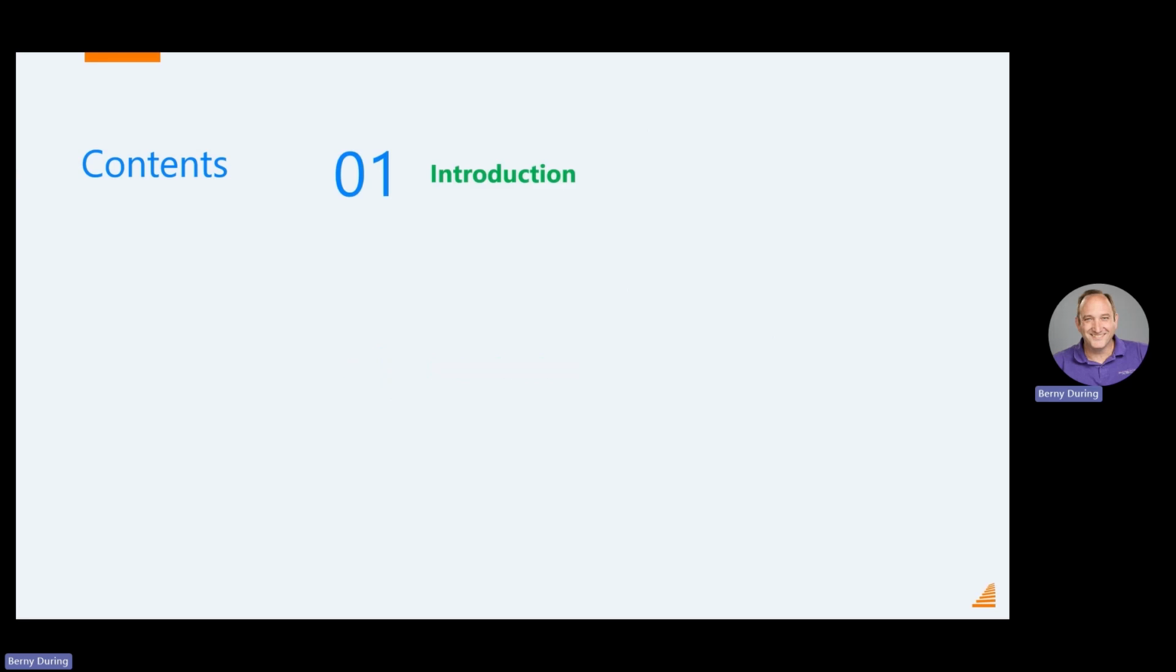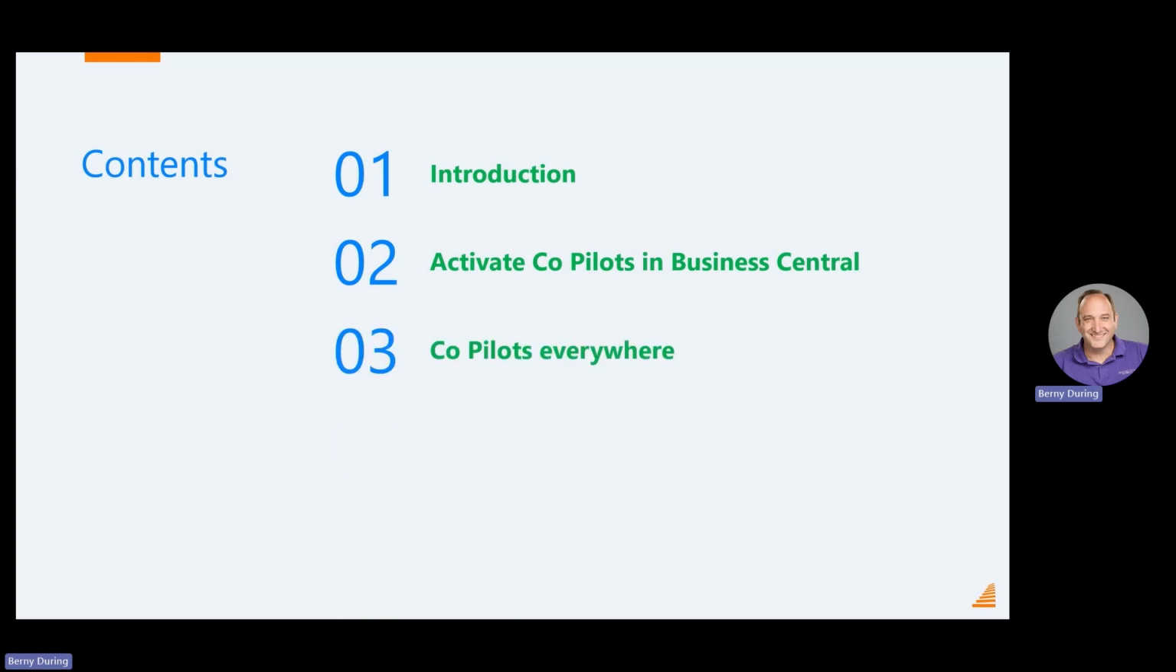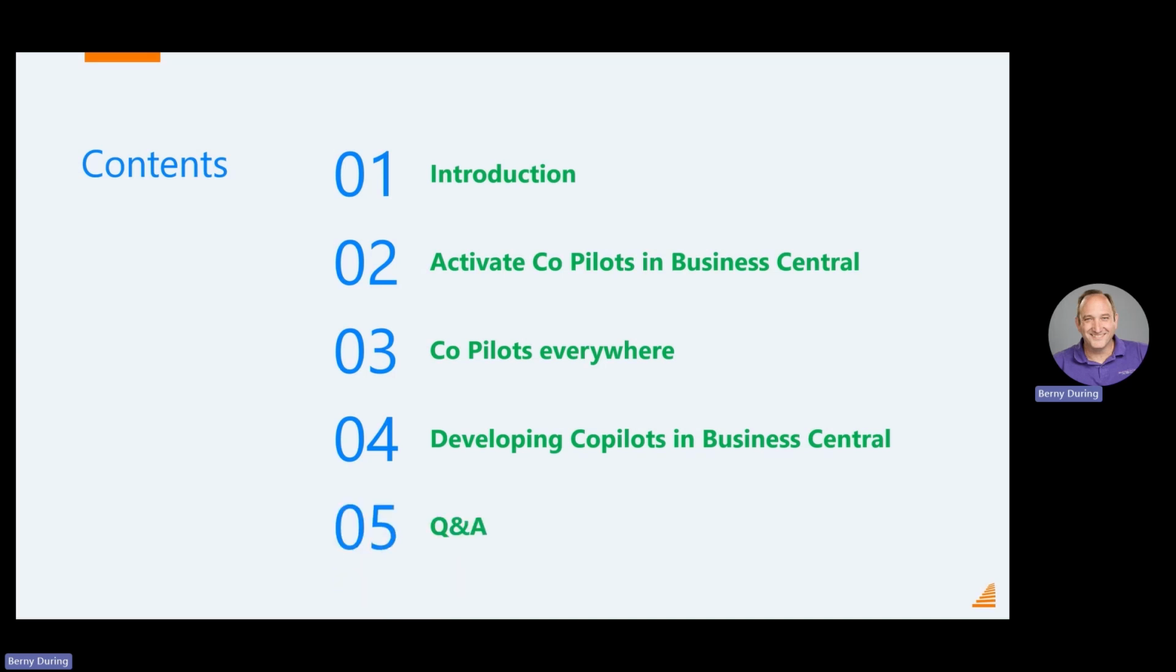We're going to start off with some introductions, after which we will talk about how to activate your Copilots in Business Central, all of the settings that relate to Copilots and what you have to activate, and what those settings mean. We're going to have a look at Copilots everywhere, what Copilots are available in Business Central and what they do. After that, we'll talk about developing Copilots in Business Central, and then there's space for some Q&A at the end. So if anybody has any questions, you're more than welcome to ask them there.